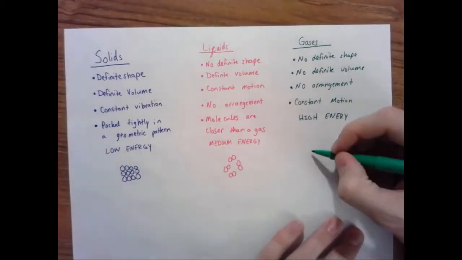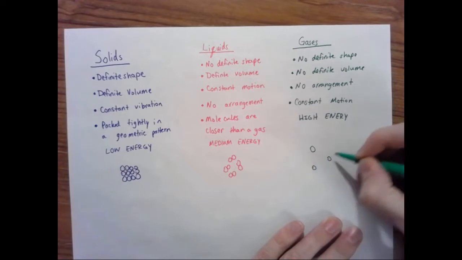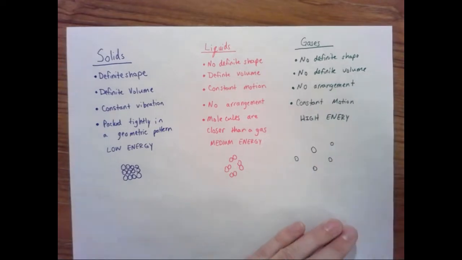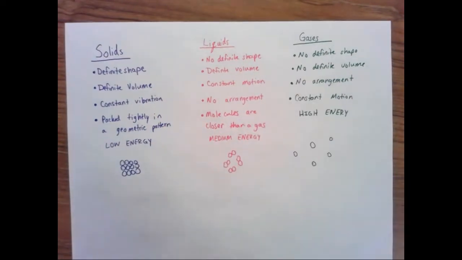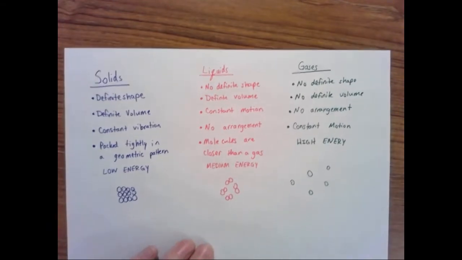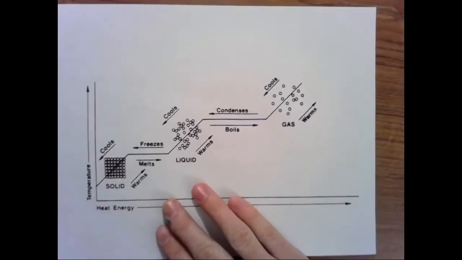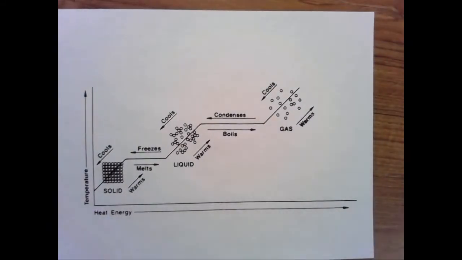And gases will fill up any container. They have no definite shape, no definite volume, but they have high energy. And these are the three major phases. And if you remember, freezing or evaporating, stuff like that, will change you to different phases. But what I really want to look at right now is a phase change diagram. And it's just a graph. It sounds fancy, but it's not.